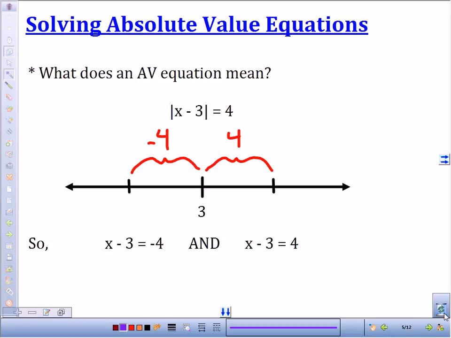Now, what that means is that x minus 3 equals negative 4, and x minus 3 equals positive 4. So when we're working on an absolute value equation, we have to keep that in mind. We can add 3 to both sides here, and we get x equals negative 1. We can add 3 to both sides here, and get x equals 7. And since both of these distances are equal, both of these numbers are solutions.